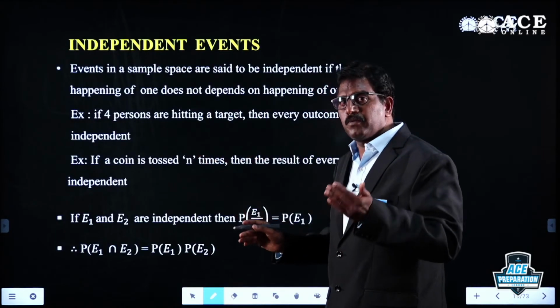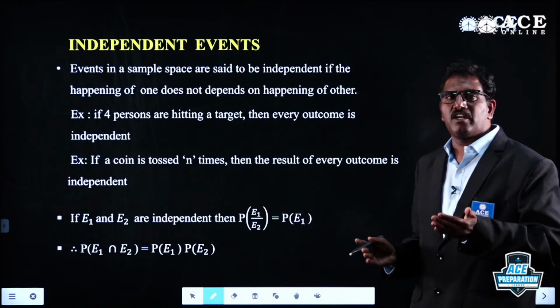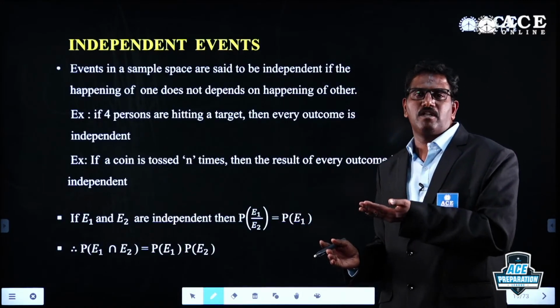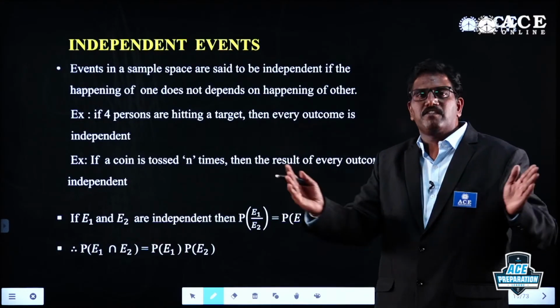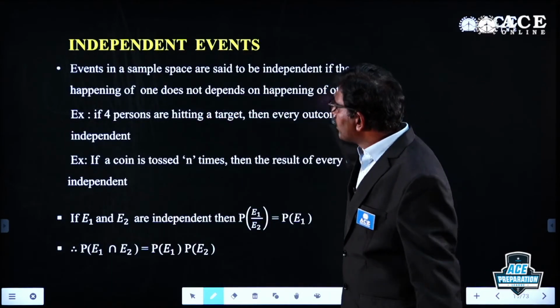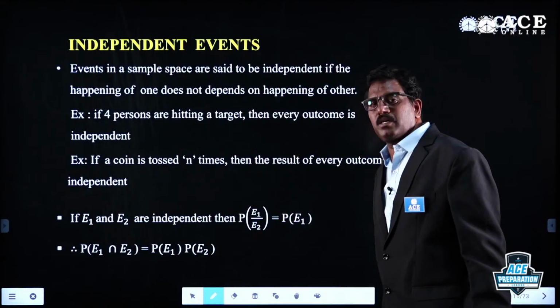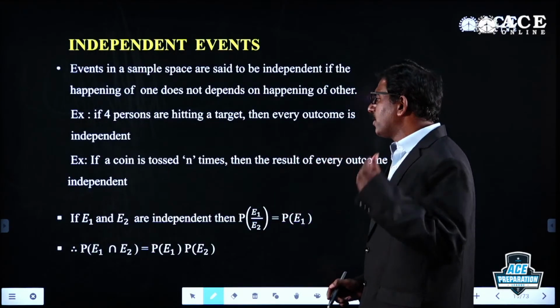No doubt it is skill based. One person's skill does not depend on the second one, and the second does not depend on the third one. All are having different skills; every person's skill is independent. So if 4 persons are hitting a target, every outcome is independent. If a coin is tossed n times, the result of every outcome is independent.